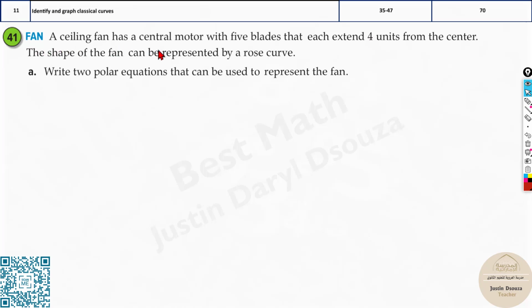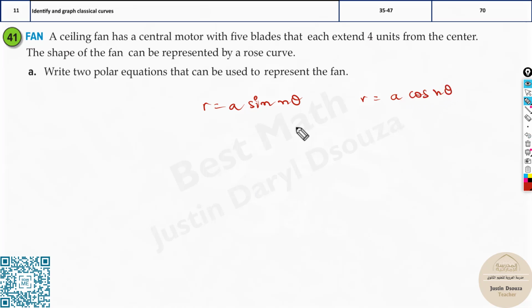It's about a fan. A ceiling fan has a central motor with 5 blades that each extend 4 units from the center. The shape of the fan can be represented by a rose curve. Now they have told it's a rose. So if you remember, r is equal to a sine n theta, depending on the number of petals. It can also be cosine, right? Because now they have just told it's a rose curve. We cannot be 100% sure whether it's on the horizontal axis or not, so we just write both of them, okay?